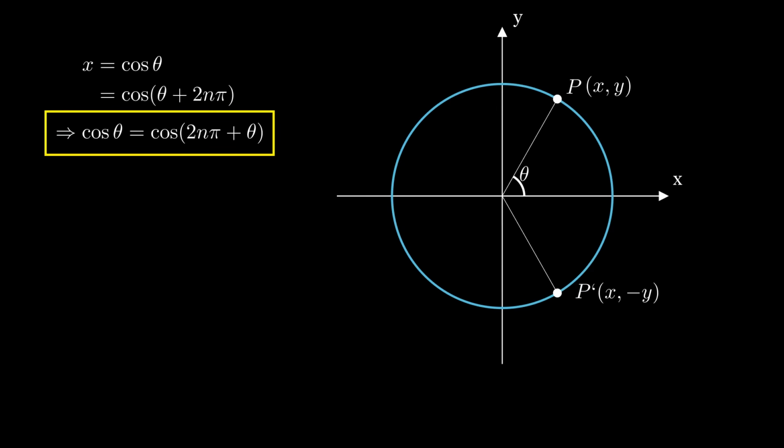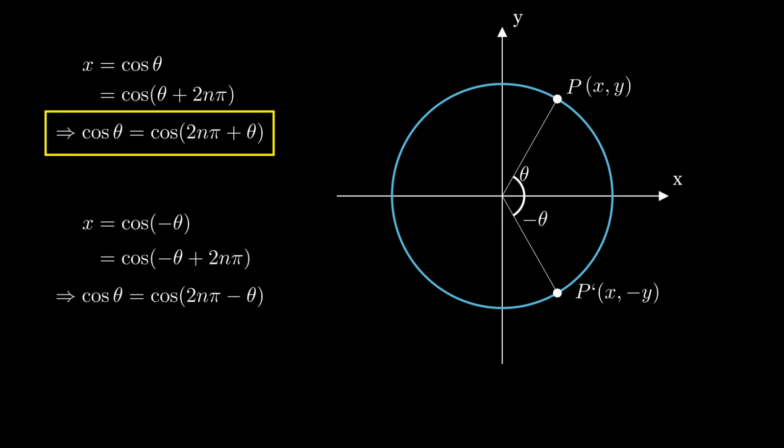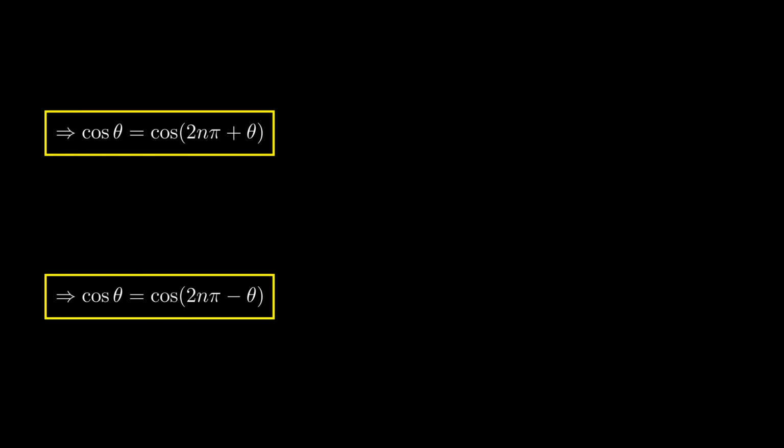You might have noticed, this point also has the same x-coordinate. The line makes an angle of theta, but it will be negative because we are measuring it clockwise. So cos theta is equal to cos of minus theta. We can add any integer multiples of 2 pi without changing anything. Thus cos theta equals cos of 2n pi minus theta. We have our two families of solutions which we can combine into one.